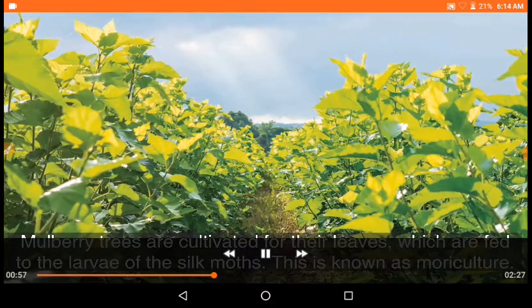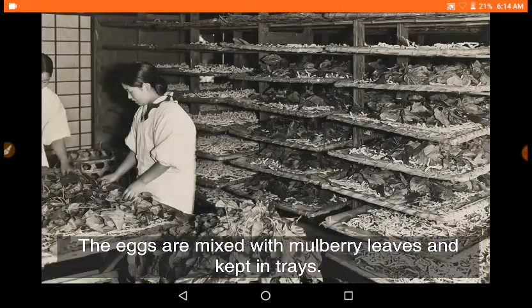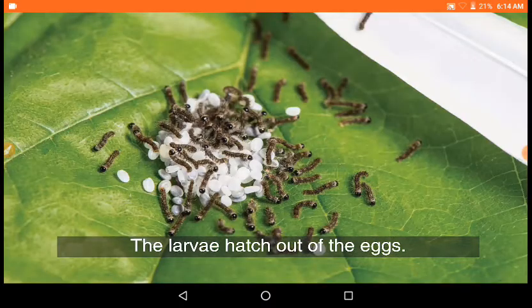This is known as moriculture. The eggs are mixed with mulberry leaves and kept in trays. The larvae hatch out of the eggs.